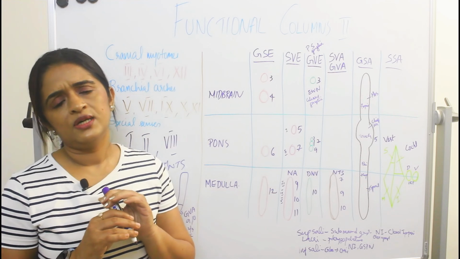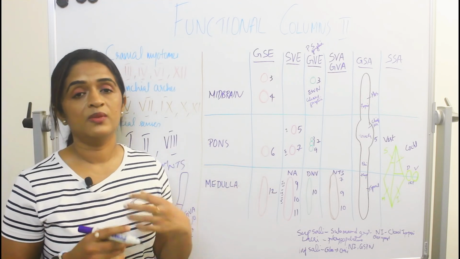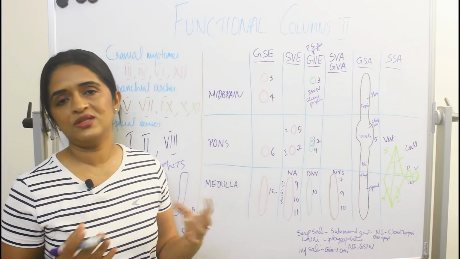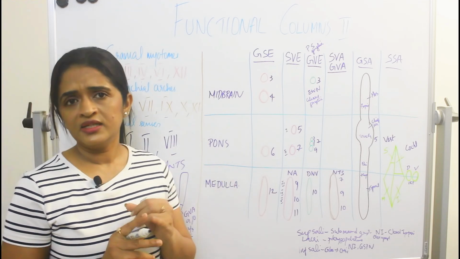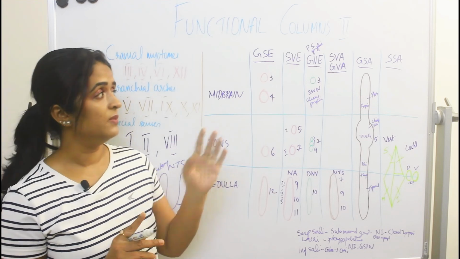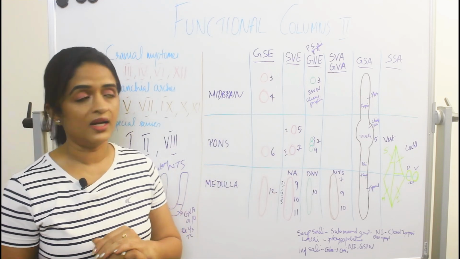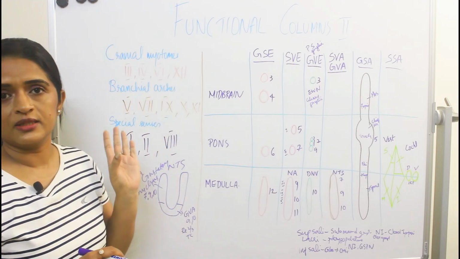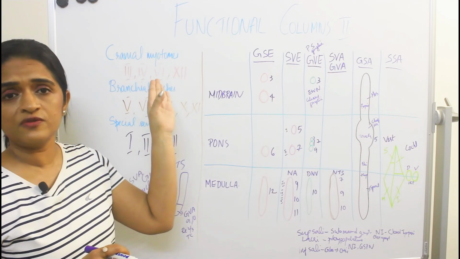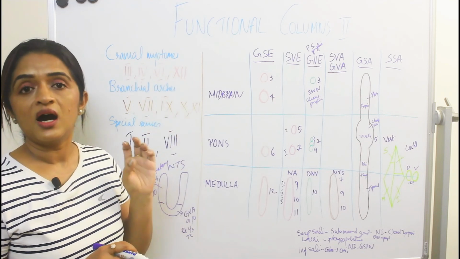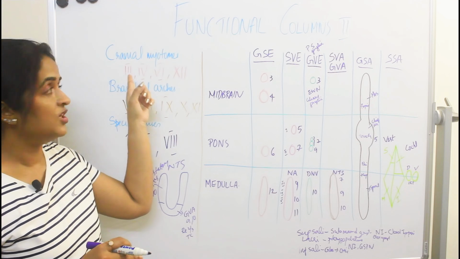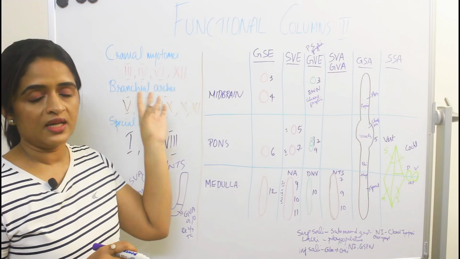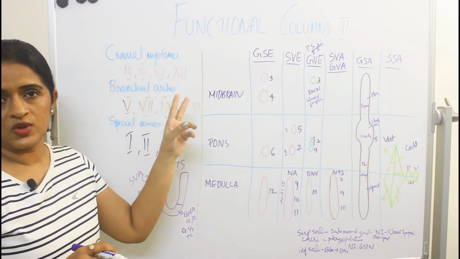Next, we know some cranial nerves are motor, some are purely sensory, and some are mixed, meaning they have both motor and sensory components. Another important factor to keep in mind before coming to the arrangement of the functional columns is that you can remember the cranial nerves morphologically like this. The derivatives of the cranial myotomes are supplied by cranial nerves 3, 4, 6 and 12.